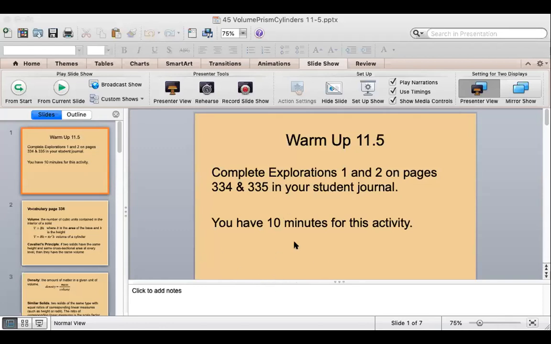Today we are doing some fun work in 11.5 in geometry on the volumes of prisms and cylinders. I'm going to go ahead and start the slide presentation. You should have your student journal handy because we're going to start with the explorations 1 and 2 on pages 334 and 335 in your journal. So go ahead and get started on those while I get the slideshow going, and then we'll be ready to go through 11.5.